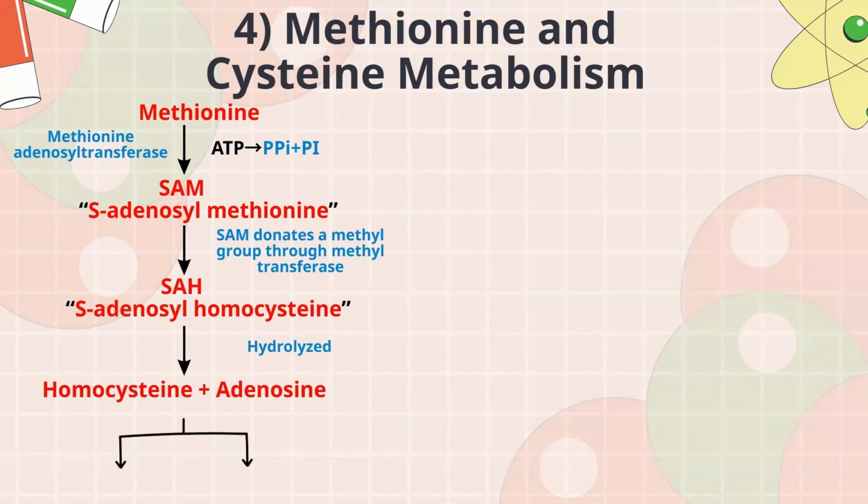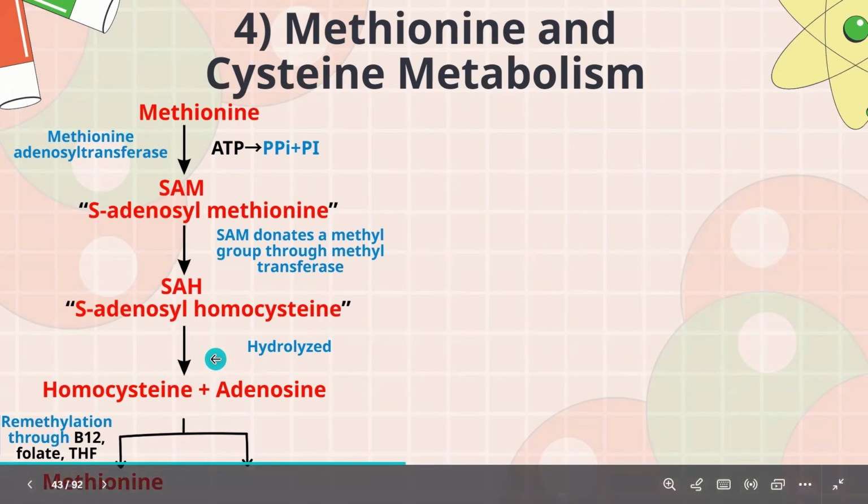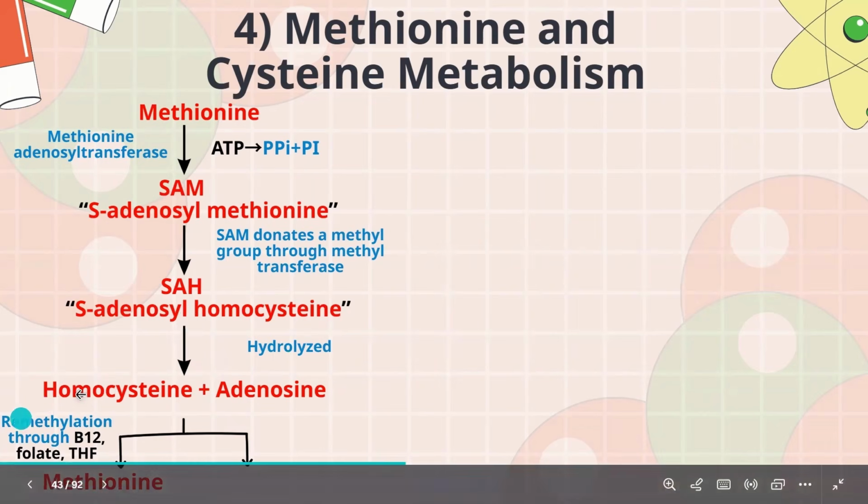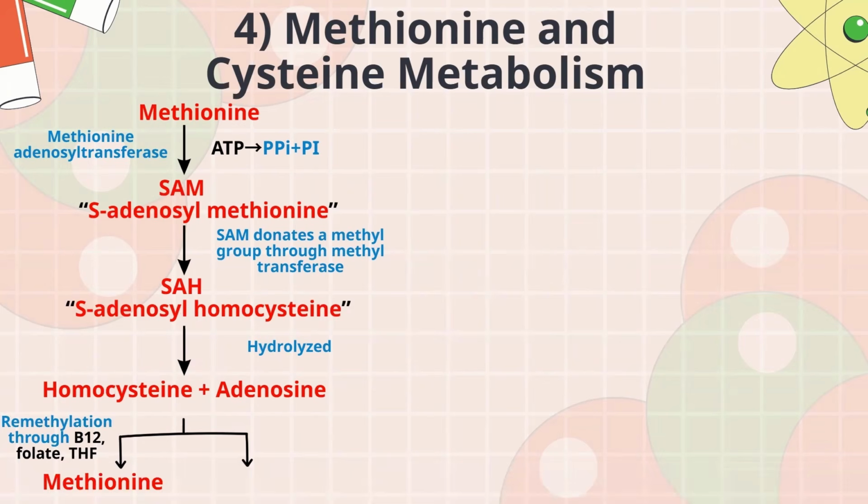And this is through two things, okay? This is either by remethylation into methionine. Remethylation requires three factors, and this is very important. Okay, so it requires B12, folate, and THF to form methionine. Basically, it's just regenerating methionine so it can continue. It requires B12, folate, and THF. Again, okay? Please remember this.